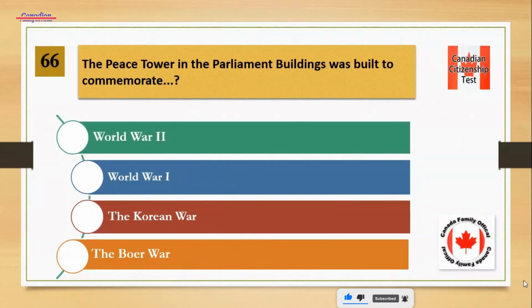The Peace Tower in the Parliament buildings was built to commemorate Number 1 World War II. Number 2 World War I. Number 3 the Korean War. Number 4 the Boer War. And the answer is World War I.